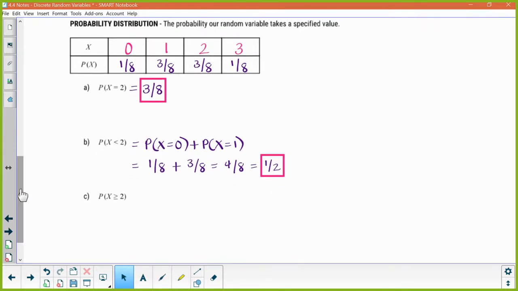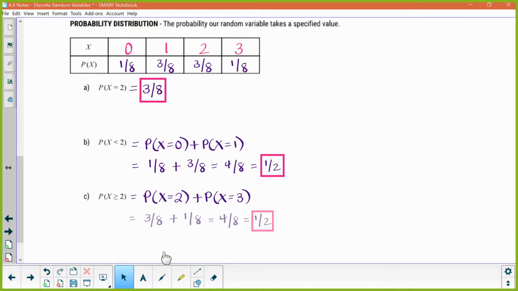And with discrete random variables, paying attention to whether you are including the value with an equal sign is very, very important because it does change your possible probabilities. So, probability that x is greater than or equal to 2. So I can say that it's equal to 2, and what's the probability that it's greater than that? So I'm considering 2 and 3. So I'm going to get probability of x is equal to 2 plus probability of x is equal to 3. So I'm going to do 3 eighths again plus 1 eighth, going to give me 4 eighths, which is 1/2.